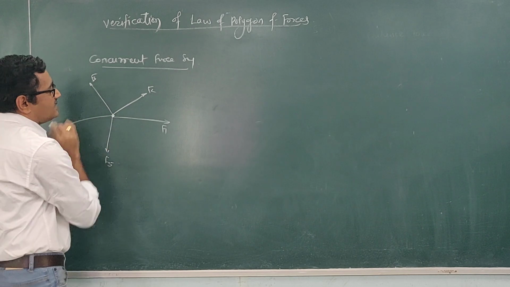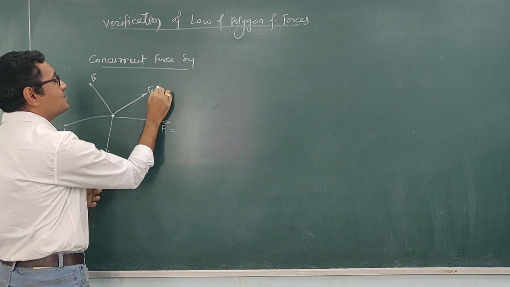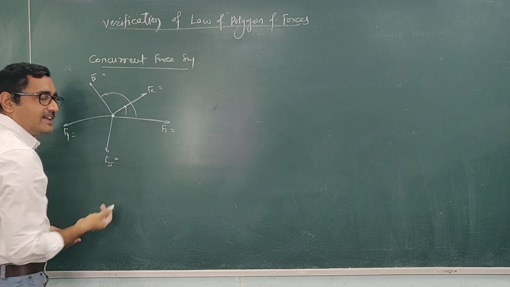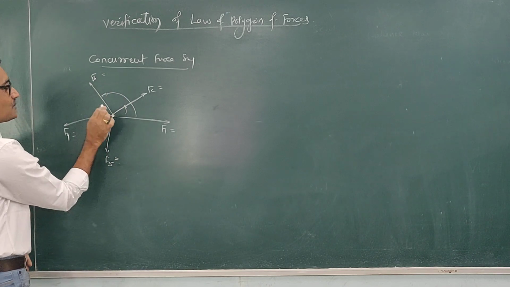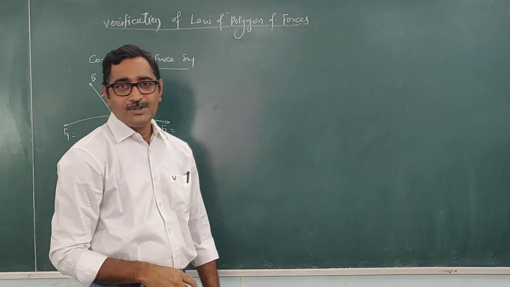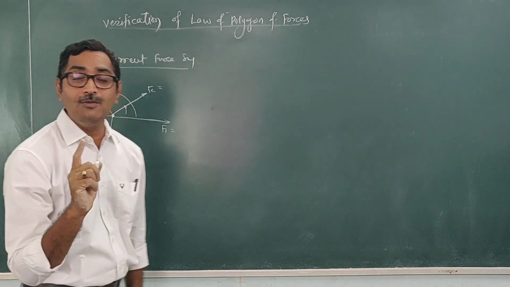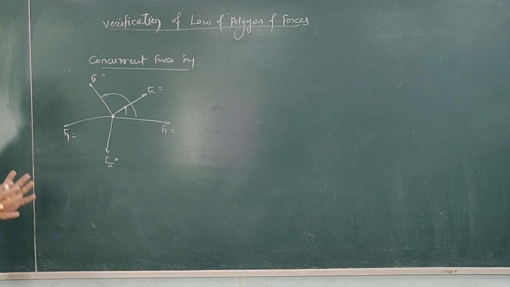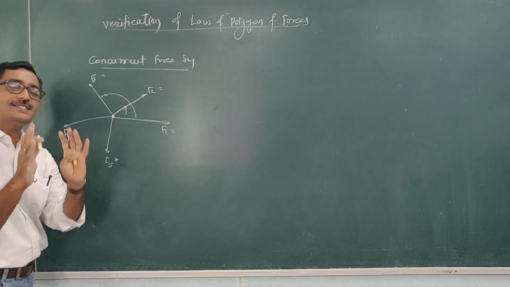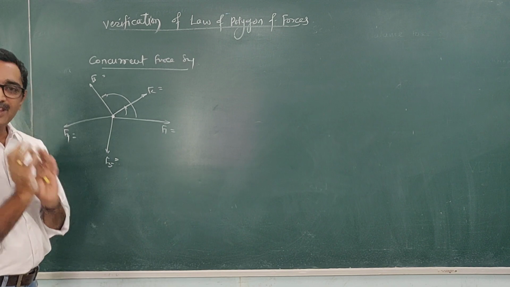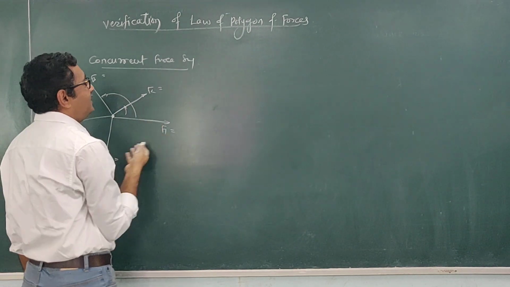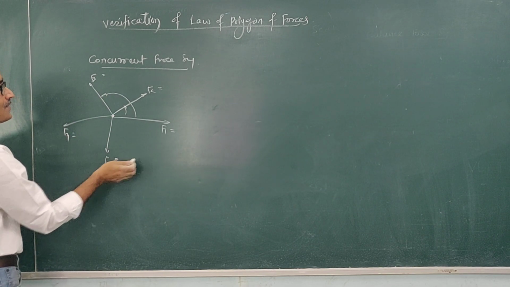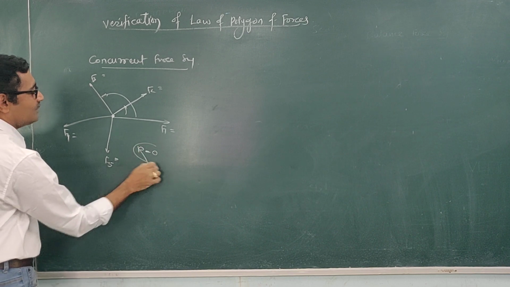For this force system, we are adjusting the magnitude of all these 5 forces and their angles, or their directions, such that the force system should be in complete equilibrium. We arrange these forces, their magnitude and angle, such that the force system is in the state of rest, which means it is in equilibrium. And if I ask you for this concurrent force system which is in the state of rest, what will be the resultant? The resultant has to be equal to 0.